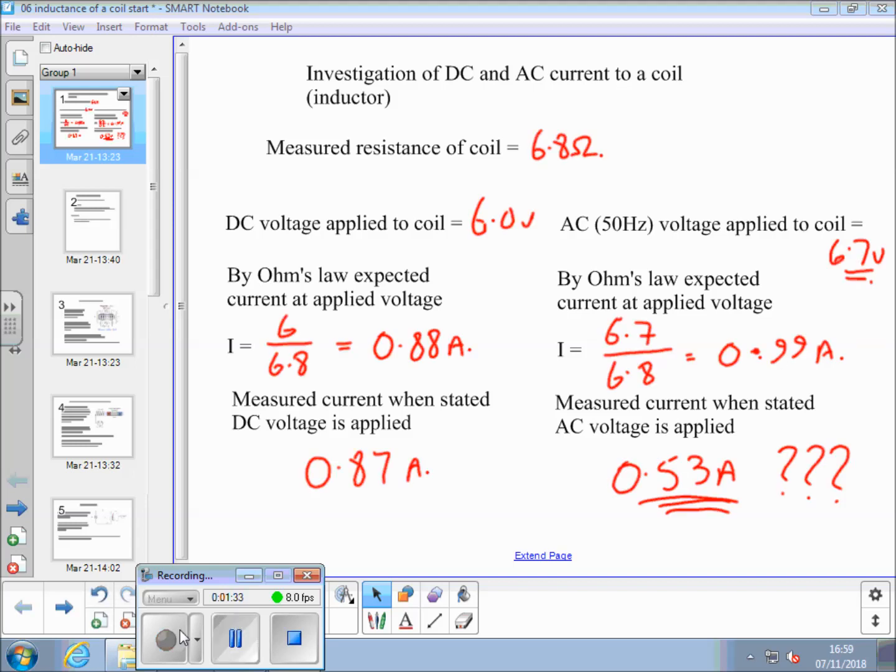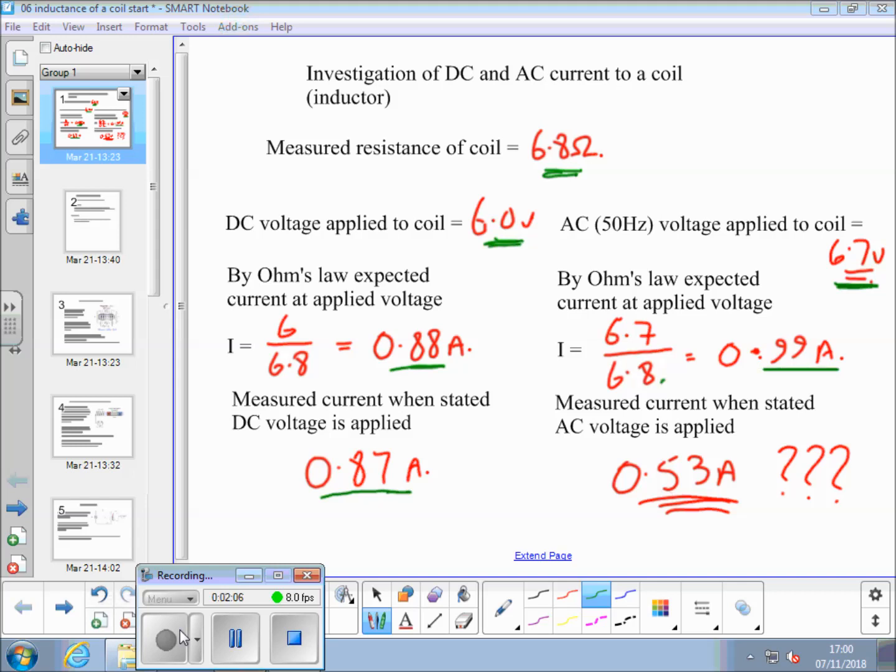Having taken those measurements, we got 6.8 ohms as the resistance measured with an ohmmeter. We applied 6 volts DC. We said we were going to get 0.88 of an amp via Ohm's law, and we got 0.87 of an amp practically. Off we went to our AC power supply, measured the voltage, 6.7 volts, used Ohm's law with 6.8 ohms, and predicted 0.99 of an amp.